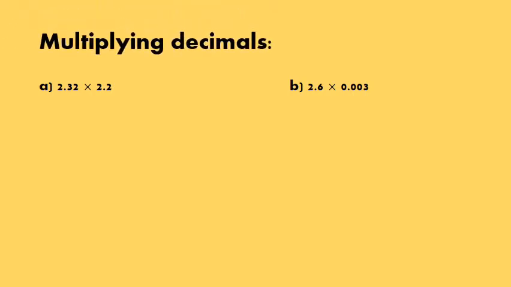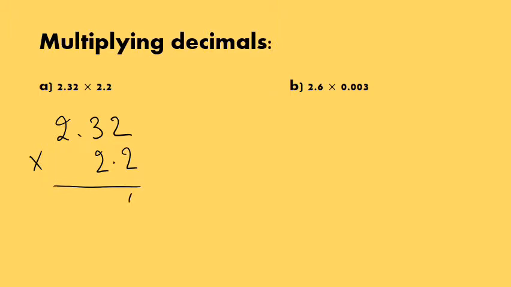So now let's move to multiplication of decimals. In multiplying two decimal numbers, we said that we deal with them as if we are multiplying whole numbers. So we ignore the decimal point. 2.32 times 2.2. First we multiply them normally as whole numbers, as if we are multiplying 232 times 22.